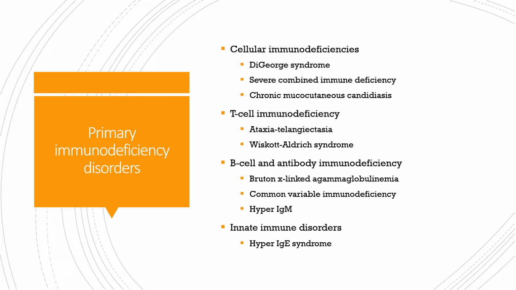Okay? With the cellular immunodeficiencies, we're going to talk about DiGeorge syndrome, severe combined immunodeficiency, chronic mucocutaneous candidiasis. For the T-cell immunodeficiencies, we're going to talk about ataxia telangiectasia, Wiskott-Aldrich syndrome. And then our B-cell and antibody immunodeficiencies, we're going to talk about Bruton's X-linked agammaglobulinemia, common variable immunodeficiencies, and hyper-IgM immunodeficiency. And then finally, our last category is the innate immune disorders, where we will discuss hyper-IgE syndrome.